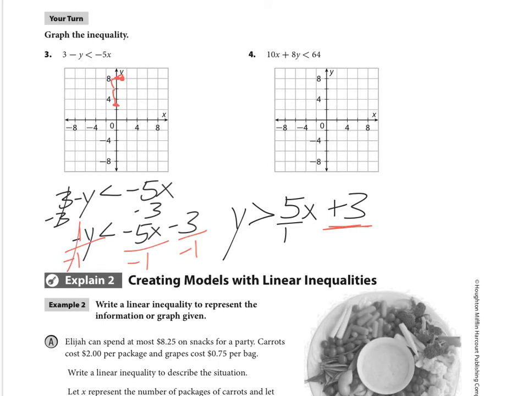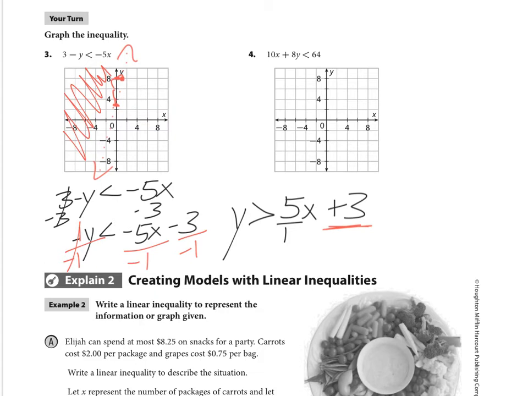Now again, there is no solid line under it, so that means this one's going to be dotted. So I draw a dotted line here, put arrows on it, and then it's y is greater than. That means I need to shade above the line. So where's above the line? Above the line is actually right over here. So even though it points to the right, you're going above the line.